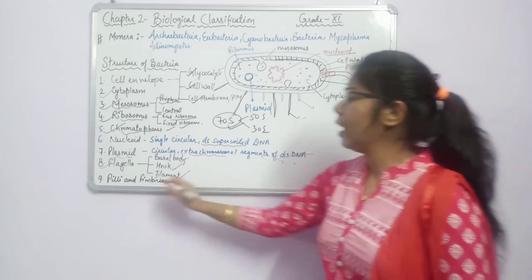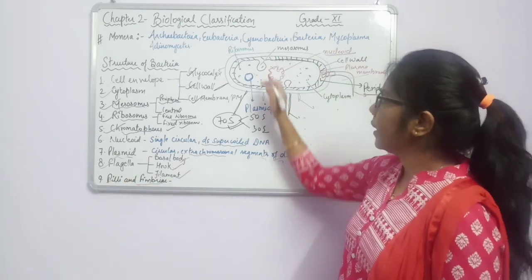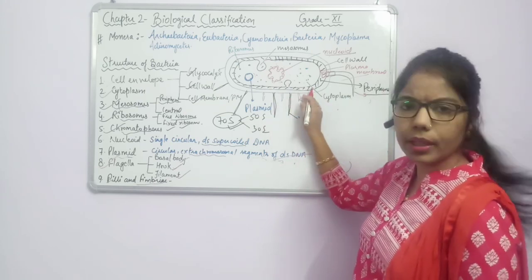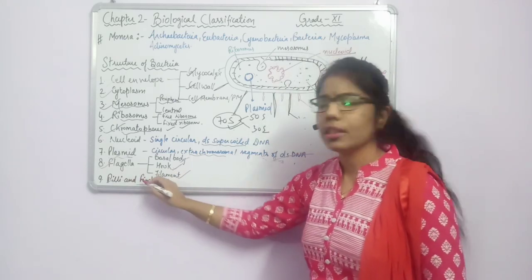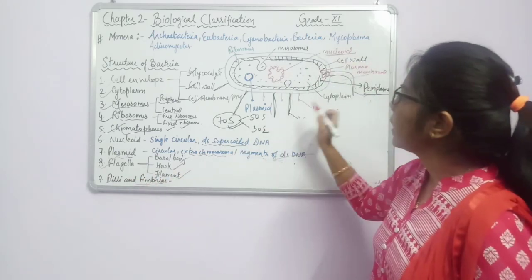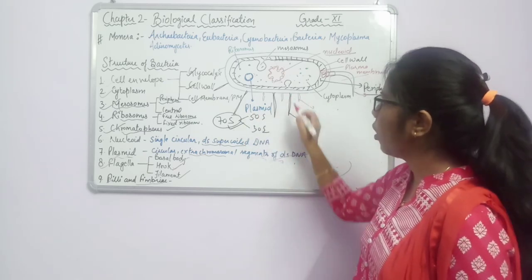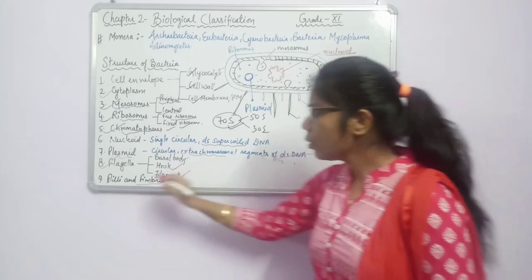Now another thing, pili and fimbriae. These structures are also important. You can see some finger-like projections or outgrowths from the outer layer. What is the difference between them? I have shown some taller, longer thread-like structures and some short ones. What is the role of pili?